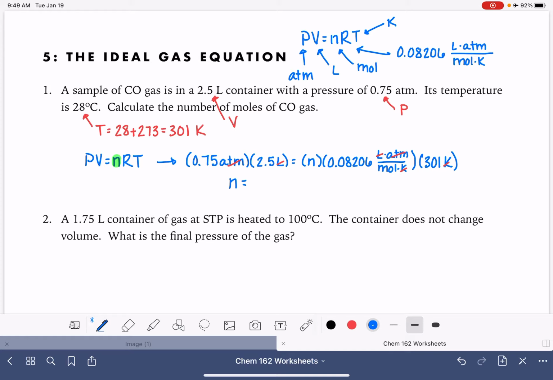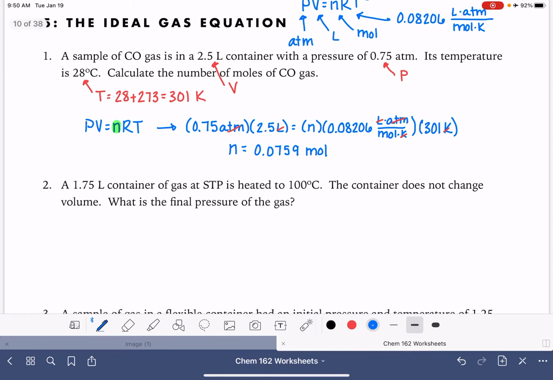So to solve for n, we'll go 0.75 times 2.5, and then divide that by the right hand side, 0.08206 times 301. That gives us, if I did my math right, 0.0759 moles.